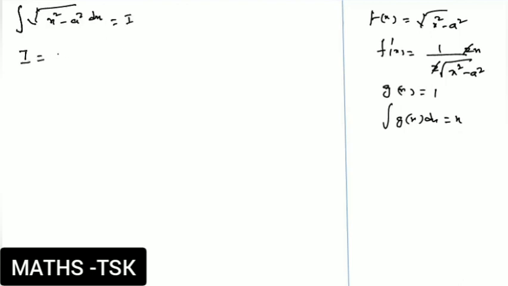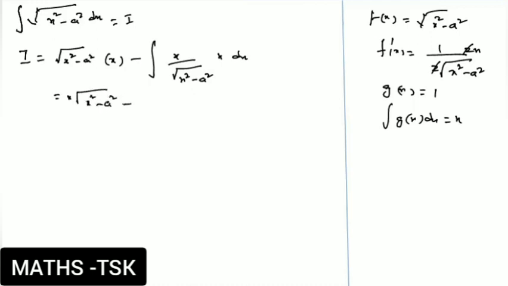I apply by parts. By parts is f of x, integration of g of x, minus integration of f dash of x, which is x by root of x square minus a square, times integration of g of x, which is x, into dx. Now I can write it as x into root of x square minus a square minus integration of x square by root of x square minus a square. Add minus a square and then a square.